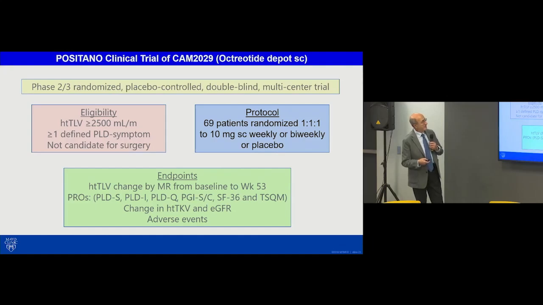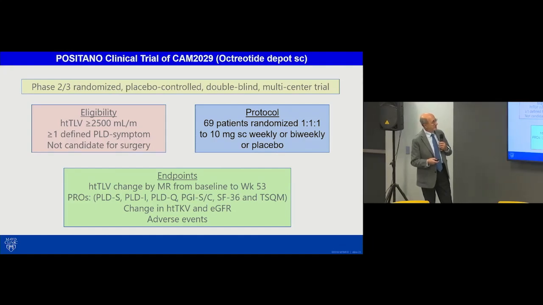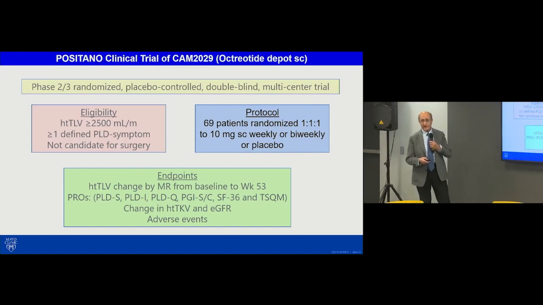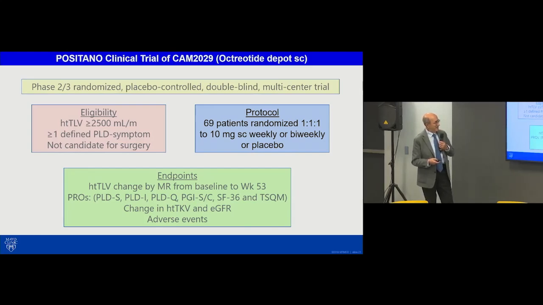Now, this is another clinical trial which is ongoing. It's the multi-center trial, and Dr. Hogan is participating in it, and it's the Positano clinical trial, which is a new formulation of octreotide, where the administration is subcutaneous, either every week or every other week. So it will be much easier for the patients. The octreotide depot has to be given by intramuscular injection, which is painful. This one is subcutaneous, will be easier to use.